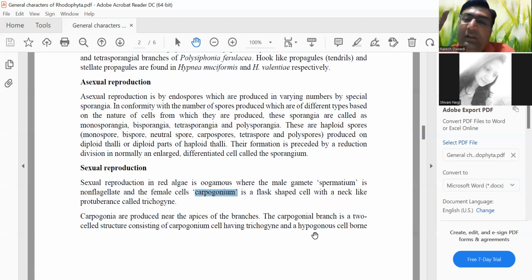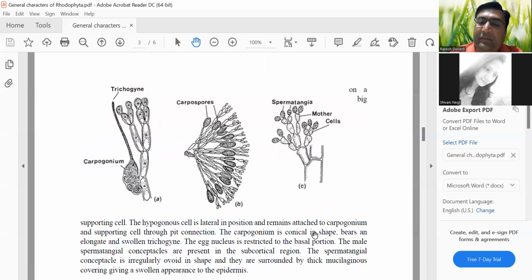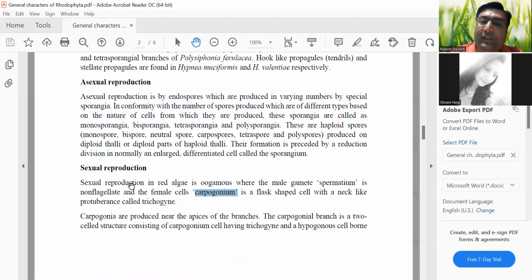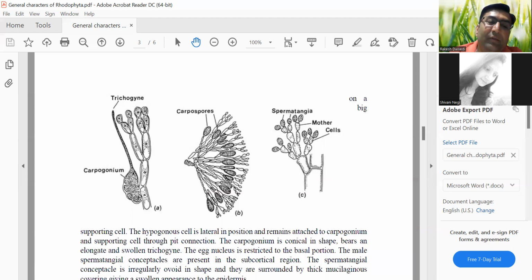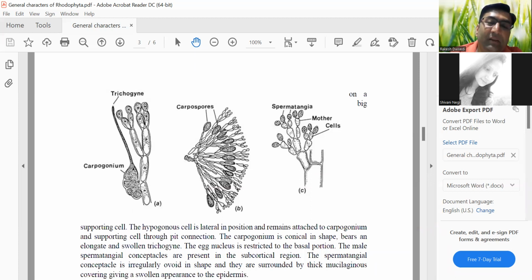So the carpogonial branch is a two-celled structure. One is the hypogonous cell, and from the hypogonous cell there is formation of the carpogonium cell, right? So this is the carpogonium, and this is the hypogonous cell from which the carpogonial branch has developed. This hypogonous cell is also known as the supporting cell, or it may develop a separate supporting cell. Hypogonous cell, carpogonial cell, and supporting cell.